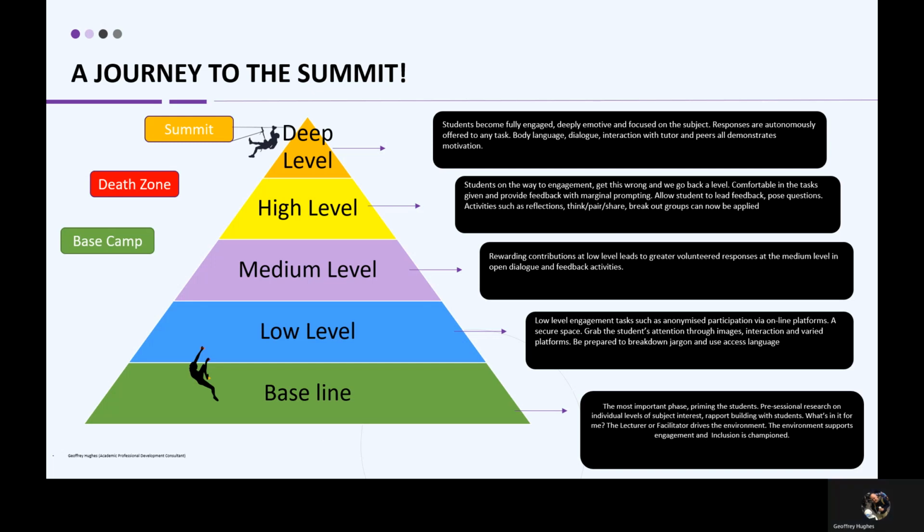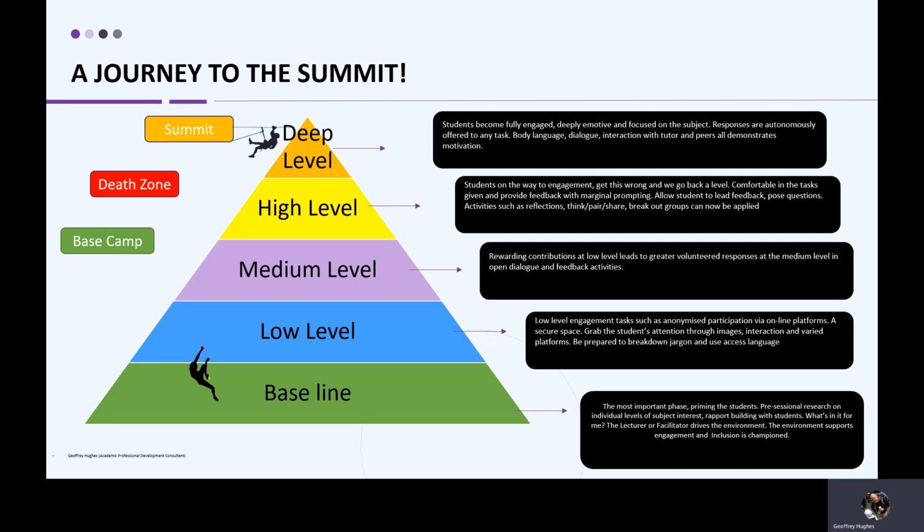So here we go. We're starting at the baseline level. We're at sea level here. So the most important phase is priming the students, and I want you to have a consistent question in the back of your mind when you're developing your teaching practice. I want you to ask yourself, how do I activate engagement? By answering that question, you're going to start to develop a picture of your commitment levels to engagement.